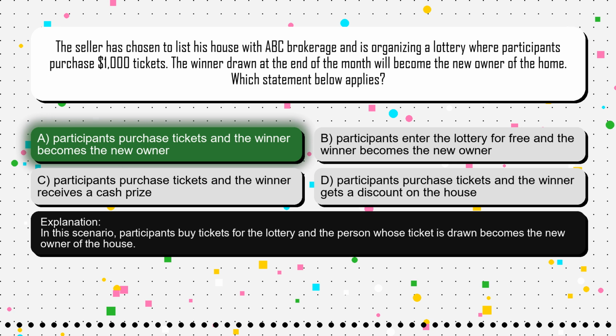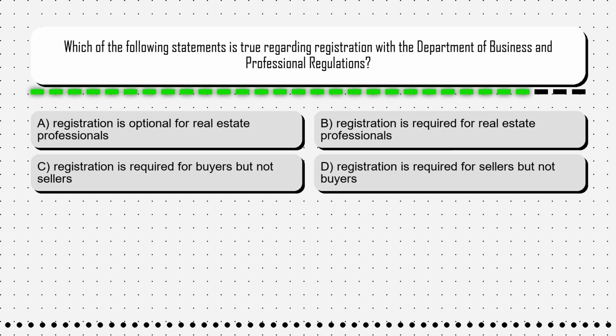In this scenario, participants buy tickets for the lottery and the person whose ticket is drawn becomes the new owner of the house. Question 73. Which of the following statements is true regarding registration with the Department of Business and Professional Regulations?